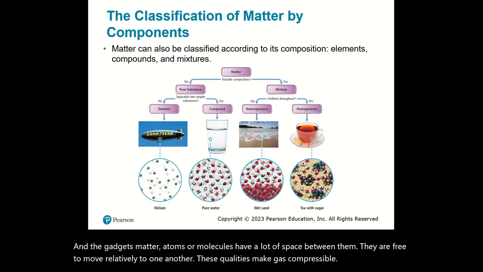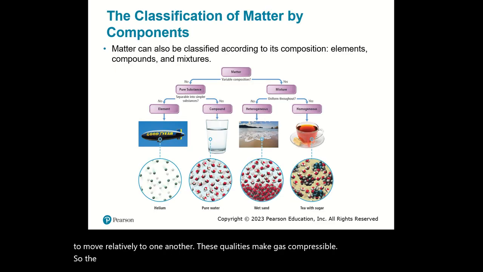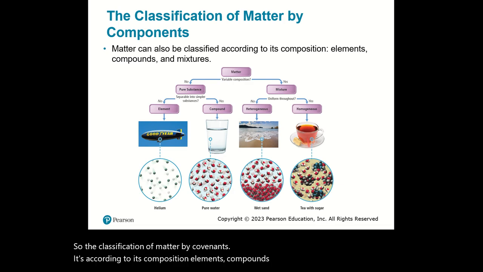The classification of matter by components is according to its composition: elements, compounds, and mixtures. And this we will talk about a little bit more in the second part of this chapter.